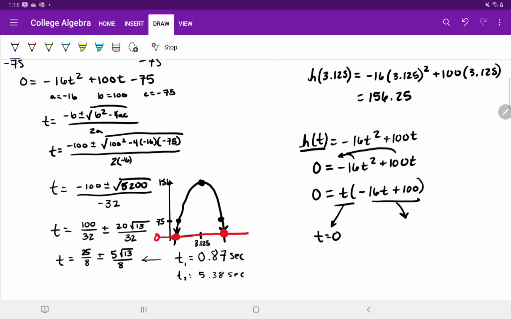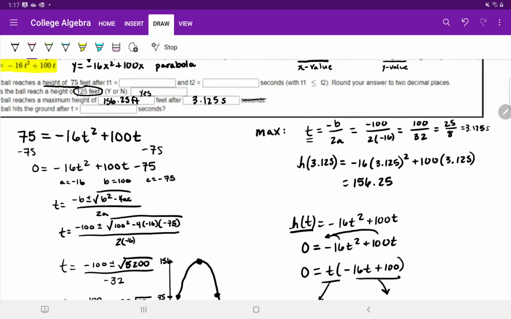T equals 0, and negative 16t plus 100 equals 0. And to solve for t on the equation on the right here, I'm going to subtract 100 from both sides. And then I'm going to divide both sides by negative 16, which gives me 6.25 seconds. So notice we ended up with two answers. This first one, t equals 0 seconds, represents when the ball left the ground. The second one, t equals 6.25 seconds, represents the moment when the ball comes back down. So that would be our answer here.